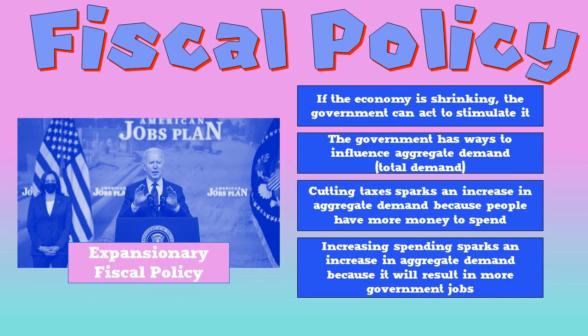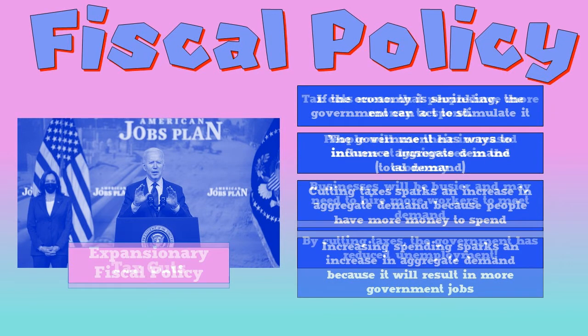So, like Joe Biden is proposing his American Jobs Plan, and that includes a lot of projects for the government, like fixing roads and fixing bridges and building wind power farms and things like that. All of those mean that the government's going to hire people to work, so more people will have money, so more people will go out and buy stuff.